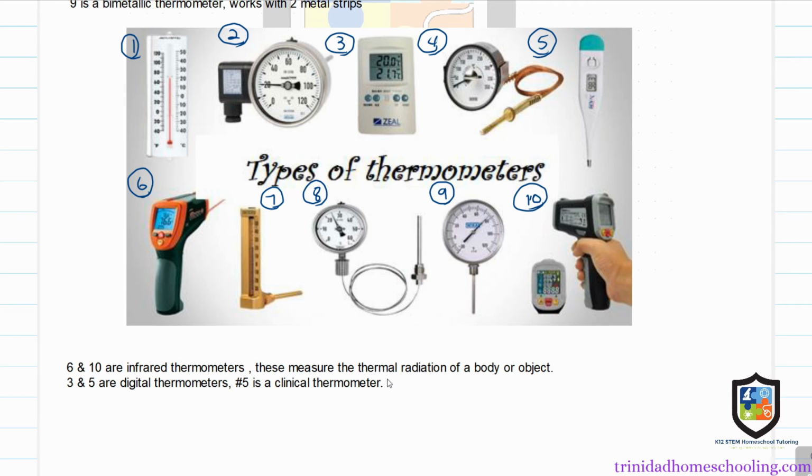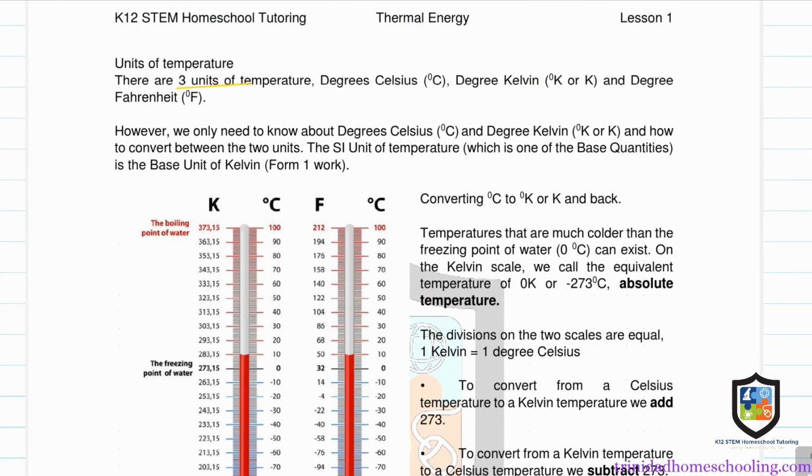Now on page 4 we will look at the units of temperature and converting from one unit to the next. There are 3 units of temperature. However, throughout this subject as well as in physics later on, we will only be using degrees Celsius and degrees Kelvin. Degrees Fahrenheit would not be used, but it's still good to know because some thermometers that you find being sold in our pharmacies here do carry a reading of Fahrenheit.